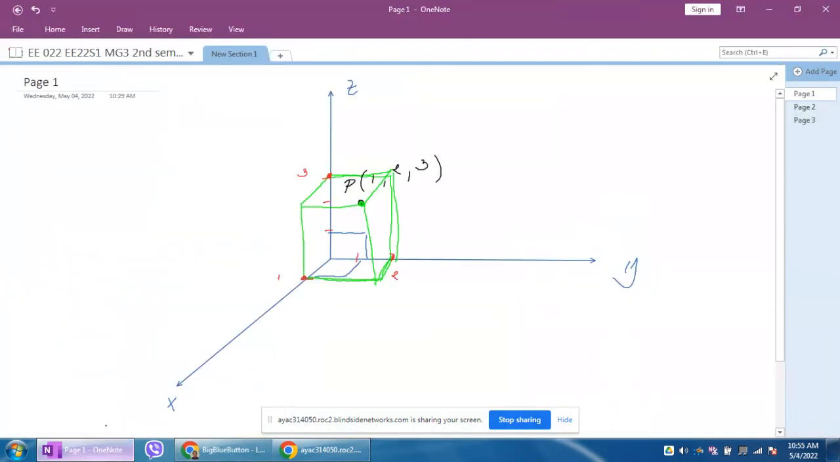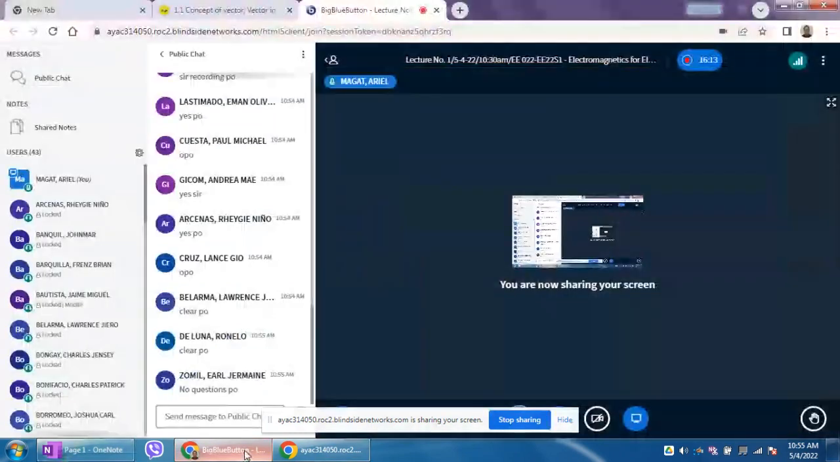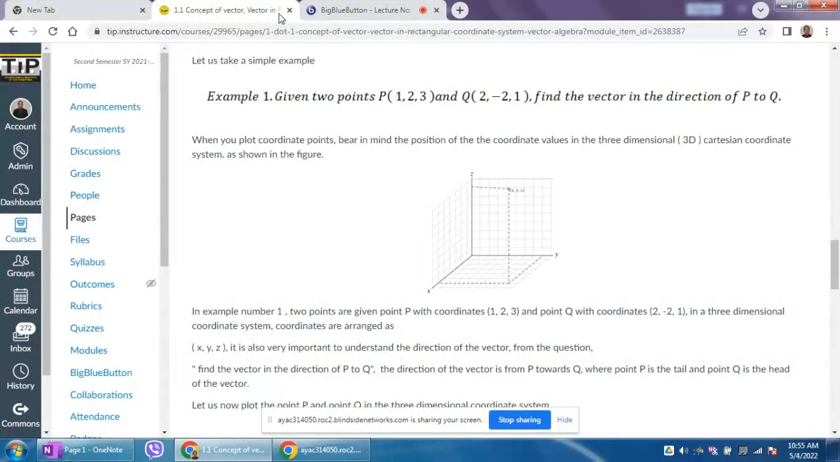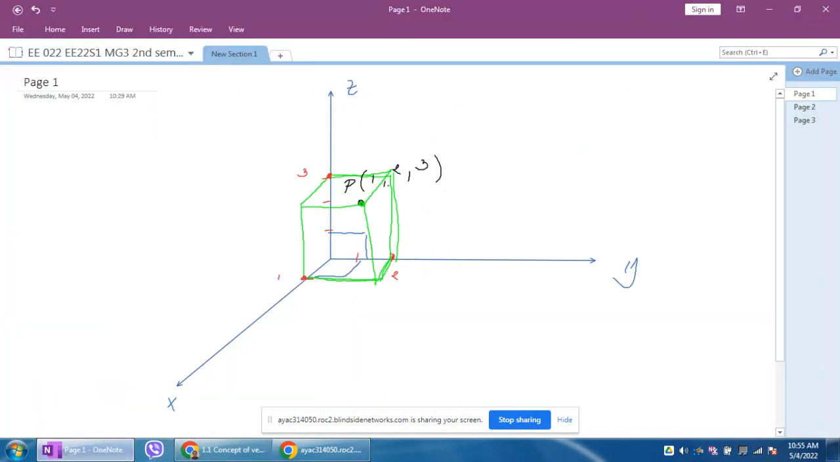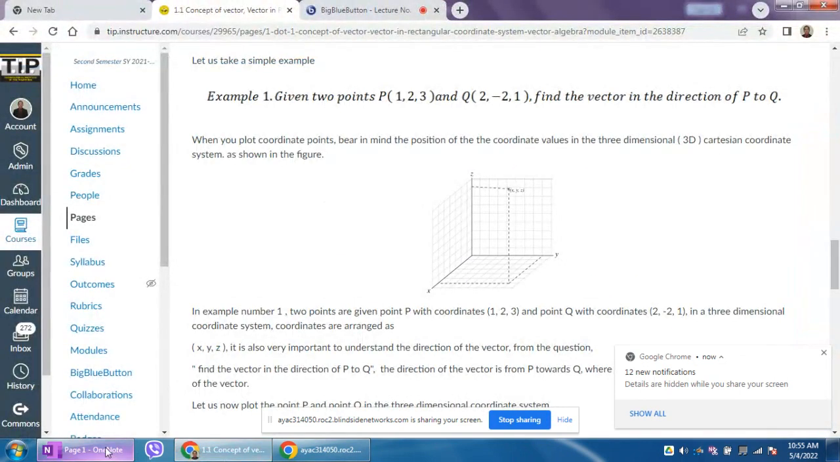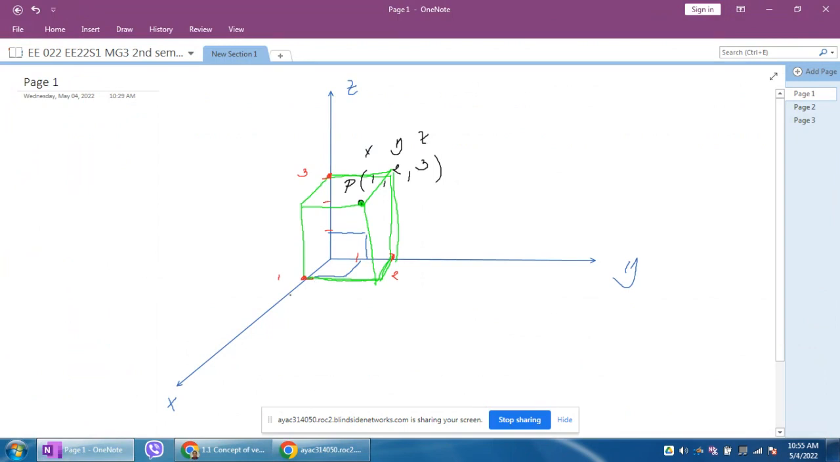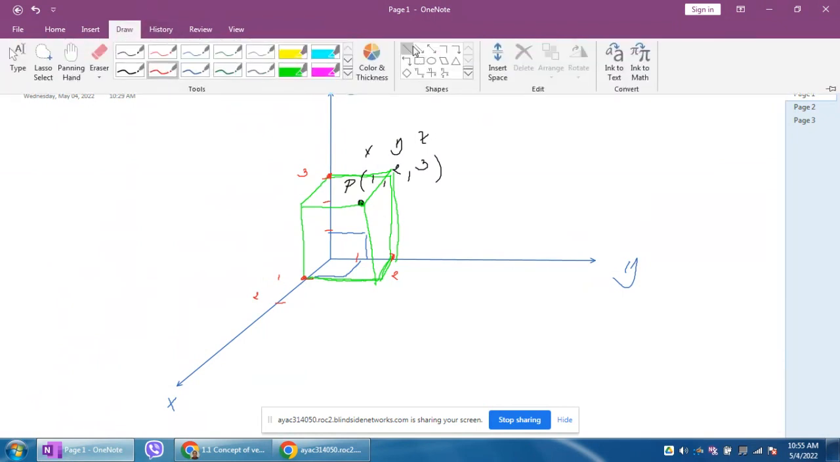Sige po, let's continue. Now, let us now plot the other point, which is 2, -2, and y. Take note, ang pagkakasunod po niyan, x, y, and z. So, x, y, and z in that order. So, yung point Q ko, 2, -2, and wait. 2, -2, and 1. Saan naman yun? X is 2. Okay. This is 1. So, let us say this is 2. -2. Y is -2.